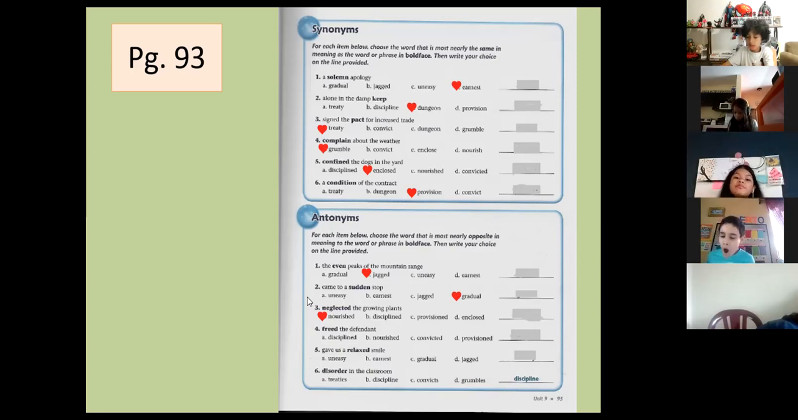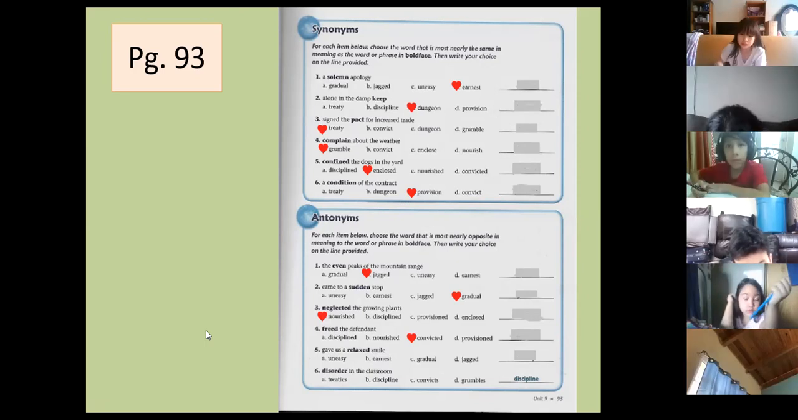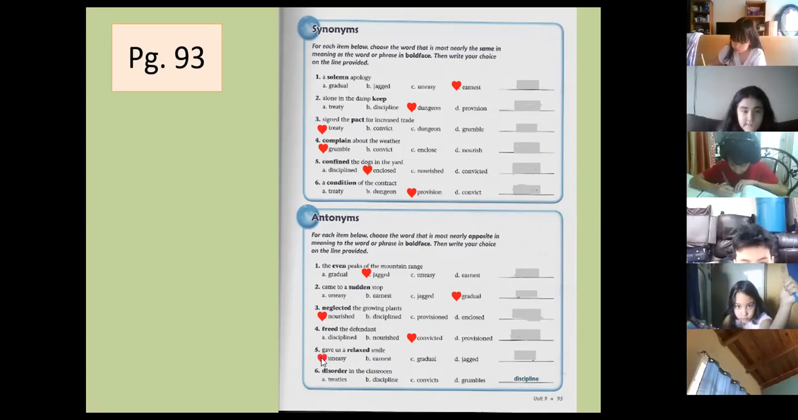Okay, number 4, free the defendant. The C. Convicted. Convicted. That's right, Marcelo. Great, convicted. And number 5, give us a relaxed smile. Relaxed smile. Uneasy, that's right, uneasy. It's the contrary. If you're anxious, it's the contrary of being relaxed. And uneasy means to be anxious.